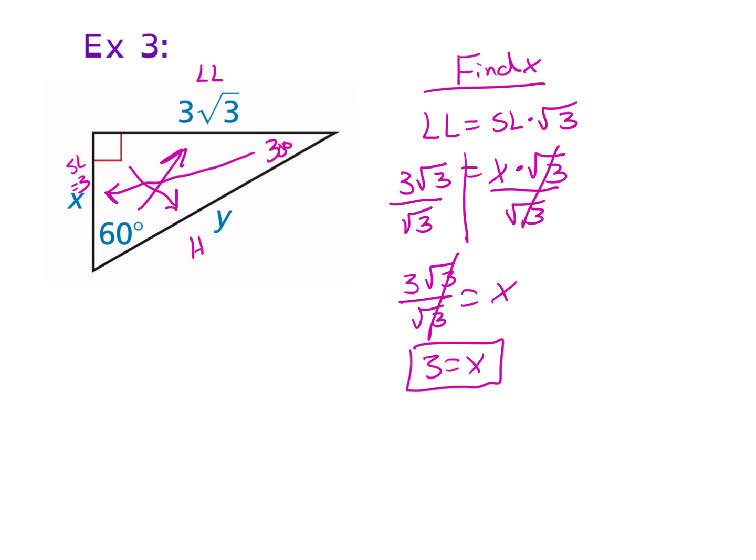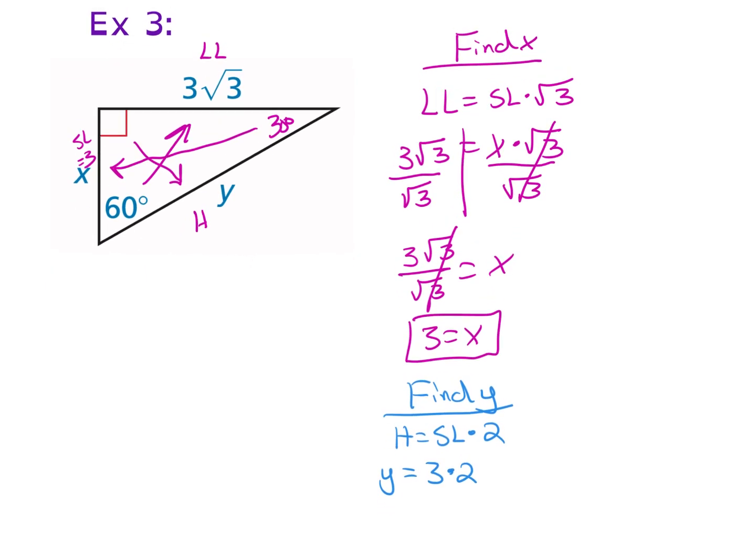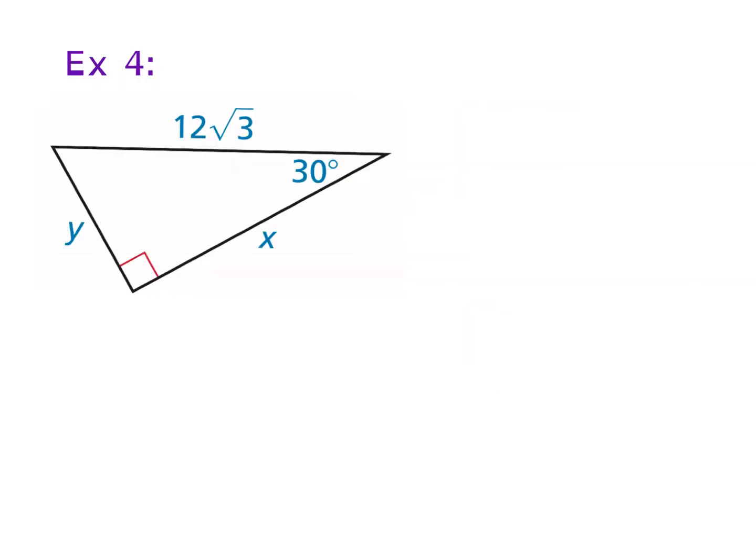And now we have the ability to find y. And y is the hypotenuse. So I'm going to say hypotenuse is equal to short leg times 2. Hypotenuse is y. The short leg we just found was 3, times 2. So at the end of the day, y is equal to 6. And I'll clean that up a little bit. It's a 6. Okay, and that's it for that one.